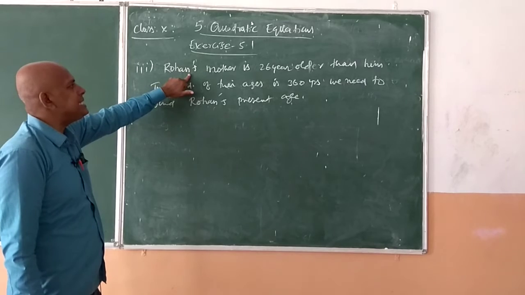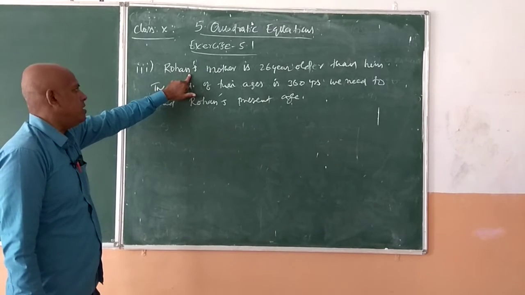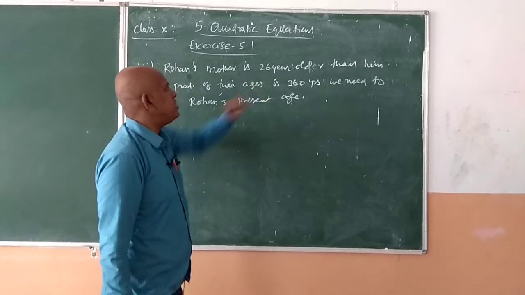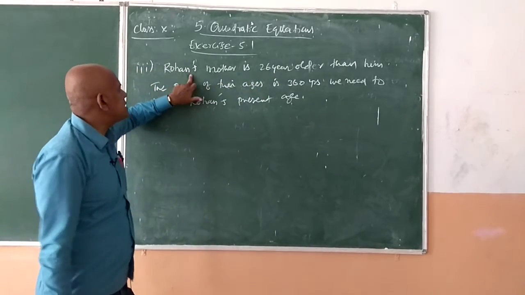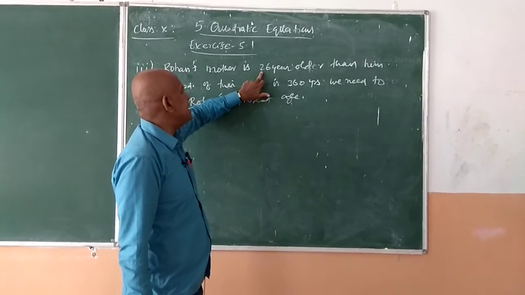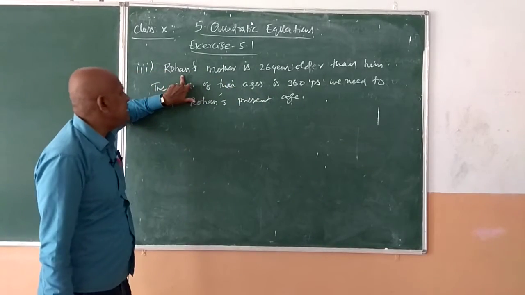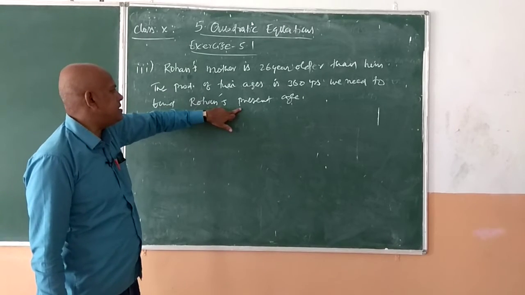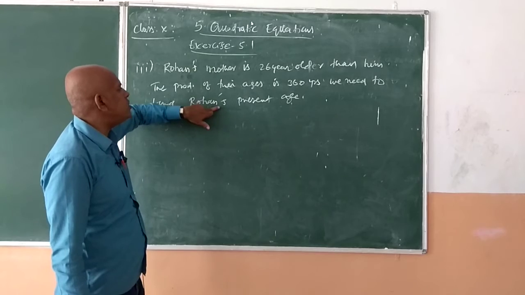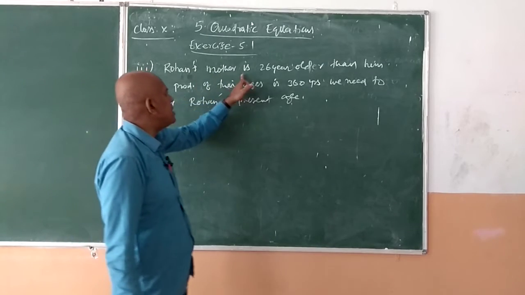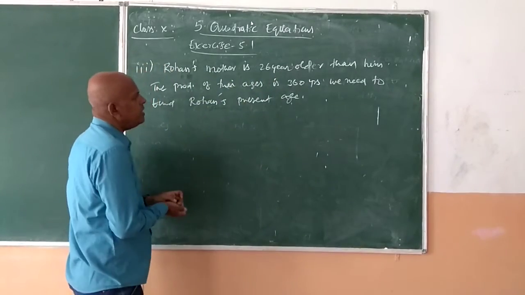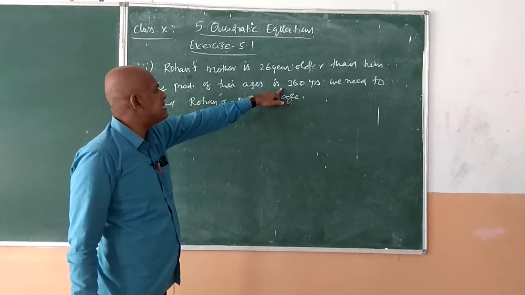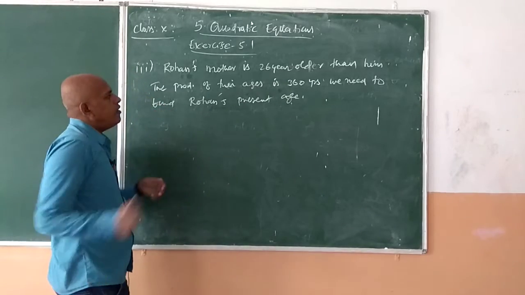Rohan's mother is 26 years older than him. Him means Rohan. So suppose Rohan's age is x, mother's age will be x plus 26 years. Suppose Rohan's age is 10, then mother's age 10 plus 26 is 36. Because they asked to find Rohan's present age, that is considered as the variable x. So let Rohan's present age be x. Then mother's age becomes x plus 26. Then the product of their ages is what? For this we have to write the quadratic equation.